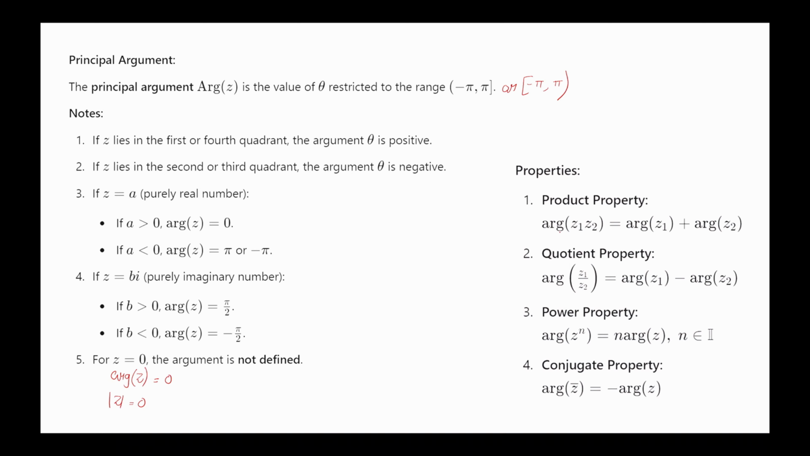Now there are a few properties that you need to remember. Let's say if I have multiplication, argument of z1 and z2, two complex numbers, I can separate it out as two different addition terms. Again, properties of logarithm that we had studied, we can apply those here in argument only. If it is in division, it would become argument of z1 minus argument of z2. Power property, argument of z to the power n can become n times argument of z. And conjugate property, of course, argument of z conjugate would become minus of argument of z. So keep this in mind.